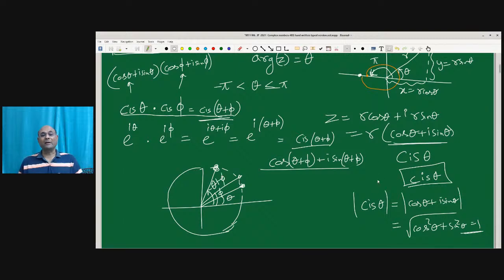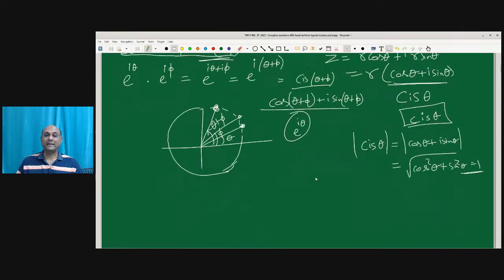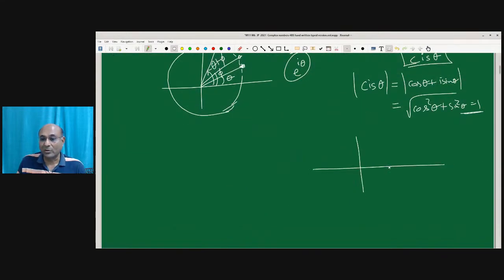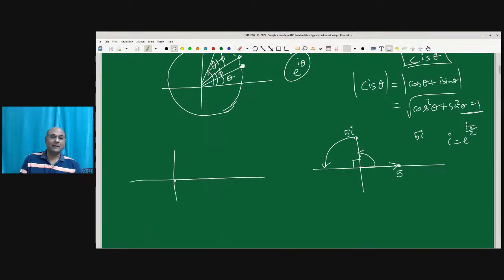So all you are doing when you're multiplying by a cis theta or e power i theta, you are increasing the angle of the complex number by theta. So that's what you know with z. Now, if z was here at angle phi, if I multiply by i, which is e power i pi by 2, 90 degrees, that means this fellow will turn by 90 degrees. If you multiply by i again, it will turn by 90 degrees. Every time you multiply by i, you are turning by 90 degrees. Every time you multiply by e power i theta, you have z here.